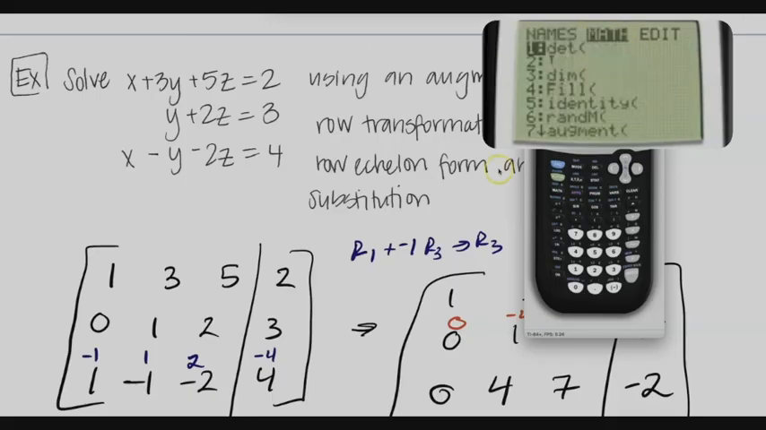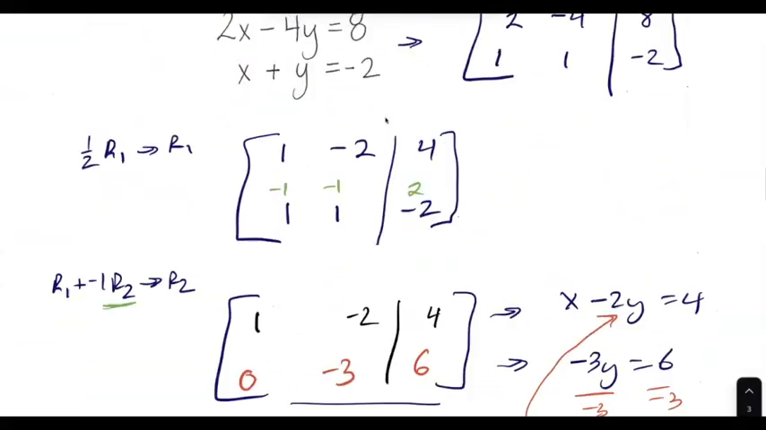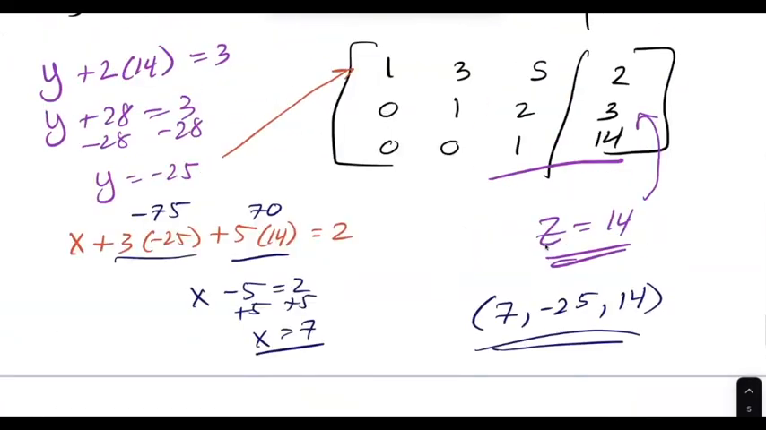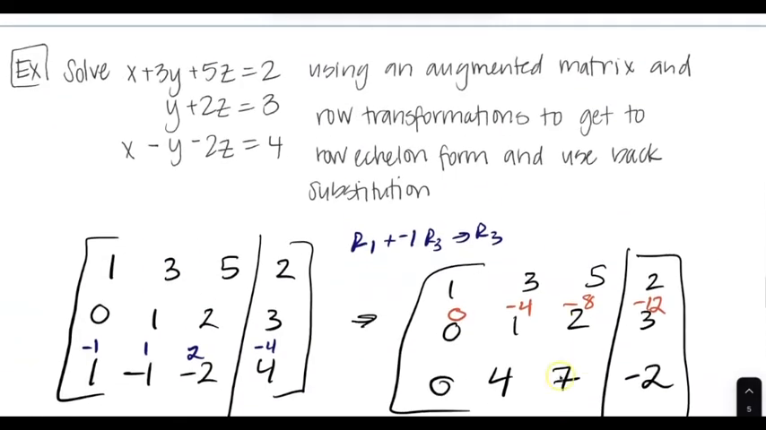Now, there's 2 row echelon forms we could do. There's row echelon form, which gives us almost to the answer. Do a little work afterwards. And there's reduced row echelon form, which gives us the answer perfectly. So let's show how you do both of them on the calculator. In reality, we're only ever going to do reduced row echelon form, but just for knowledge.